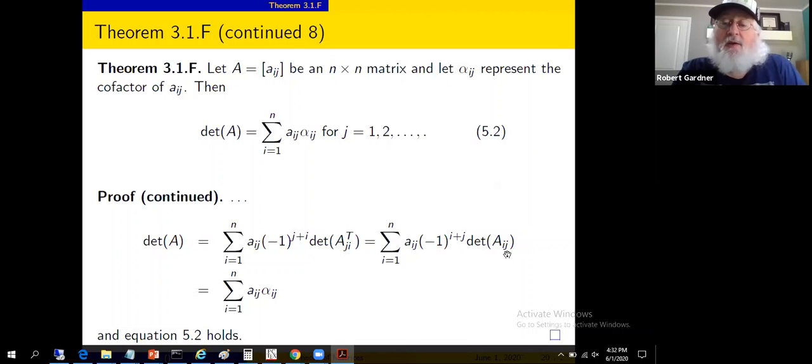Why this thing here? The determinant of A sub ij, the minor matrix. You've got an i plus j on that exponent of -1. So that's a cofactor. That's alpha sub ij. And we've got a sum from i equals 1 to n of A sub ij, alpha sub ij. That's the determinant of matrix A. And so we've established equation 5.2, summing over the i's, summing as i varies instead of as j varies like we had in 5.1. So QED, there's your proof of theorem 3.1.f.